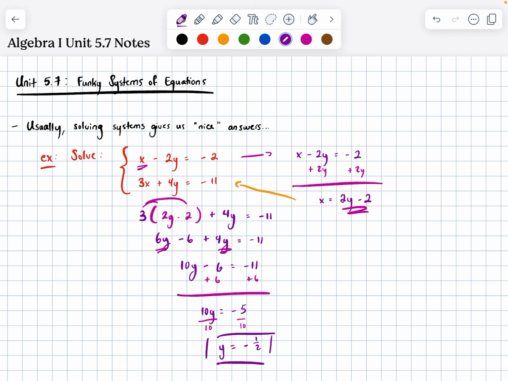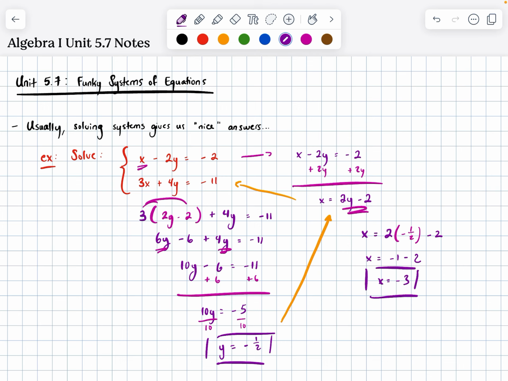Thinking caps, where's the wisest place to substitute this value of y back in? 5, 4, 3, 2, 1. My goal is to get x by itself. Notice I've got an equation with x by itself right there. So I'm going to take this equation, x is equal to 2y minus 2. y we've established is negative 1/2. There we go. 2 times negative 1/2 is negative 1. And negative 1 minus 2 is equal to negative 3.